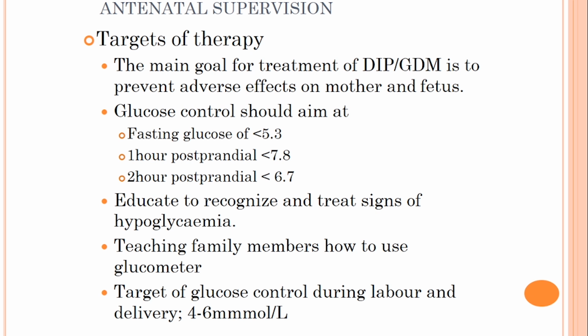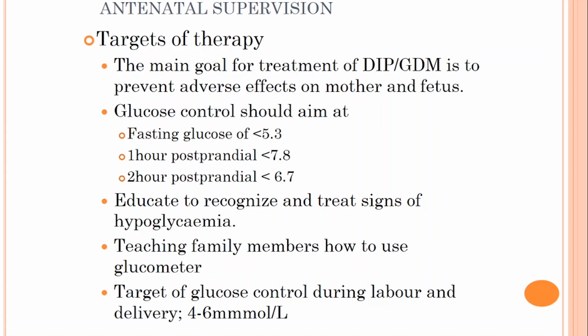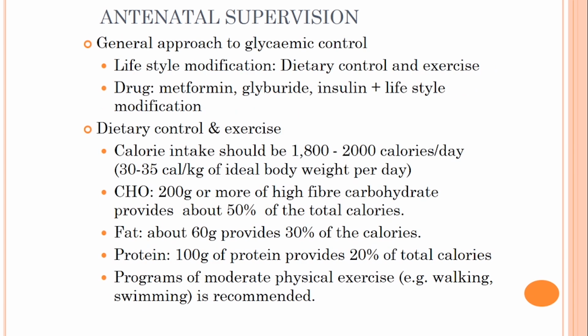And patient needs to be educated to recognize and treat signs of hypoglycemia. So it becomes essential for the family members to be carried along in this respect, and the patient, not only the patient, all the family members must be taught how to use glucometer. So the target of glucose control during labor and delivery should be between 4 to 6 millimole per liter.